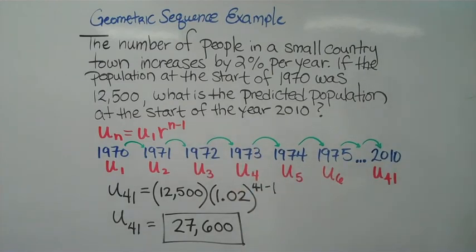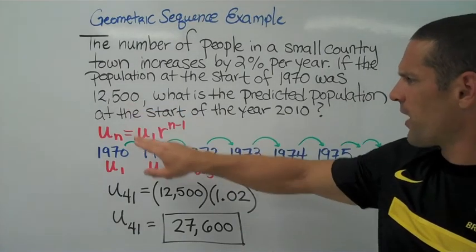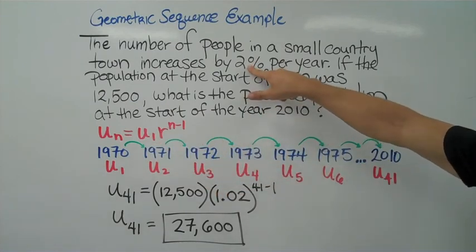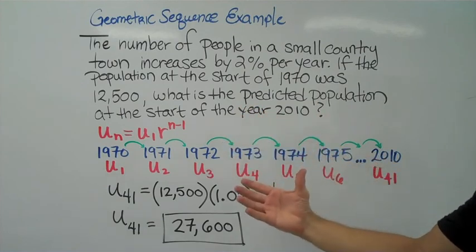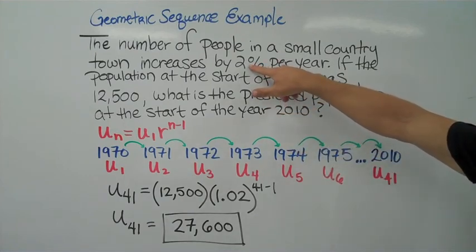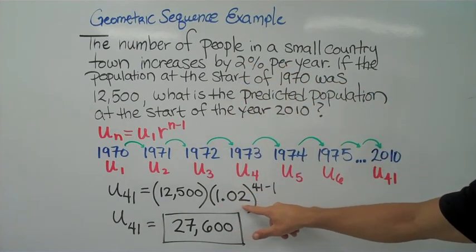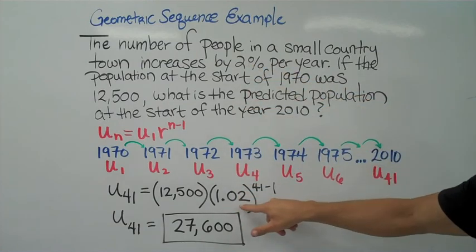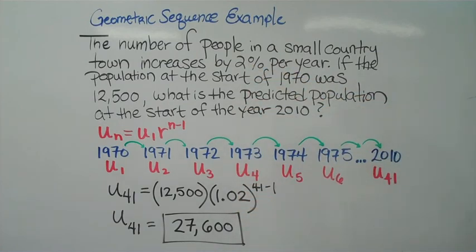And it would seem straightforward that you would plug in 12,500 for U1, and your r would be, well, if we're increasing by 2%, that means we're 100%, which is what we had to start the year, plus 2% more, which gives us 102%. Well, 102% as a decimal is 1.02. That's the first tricky part, that you have to interpret 2% as 1.02. Now here comes the real tricky part. What are we looking for?